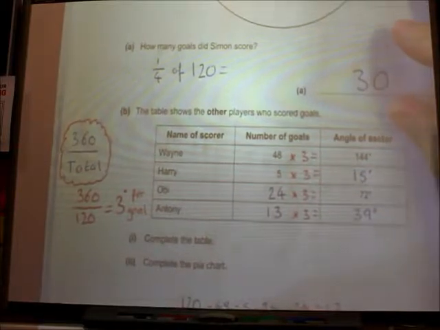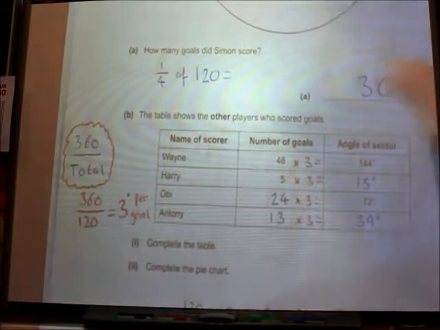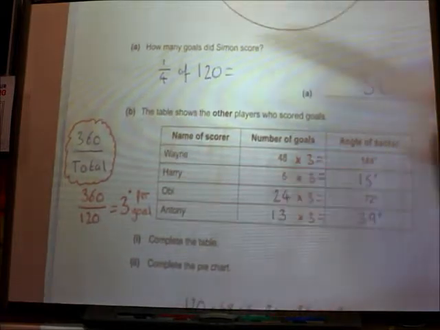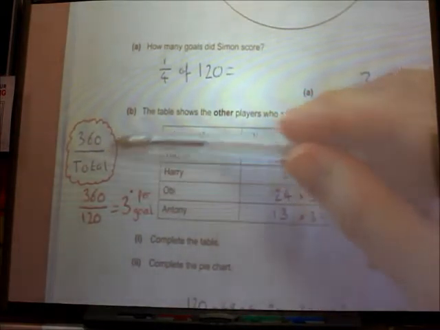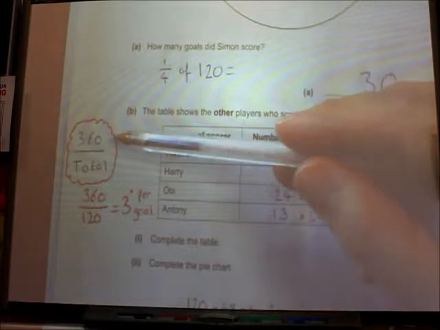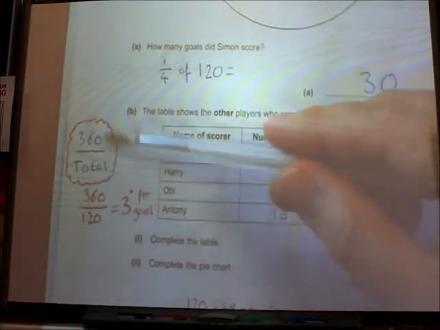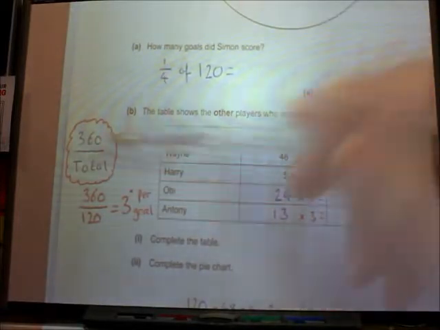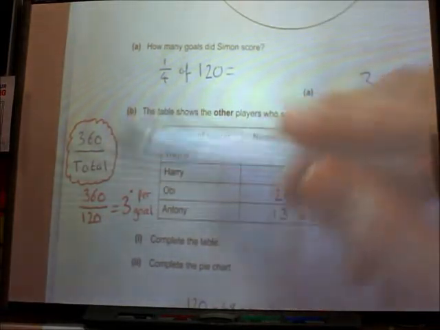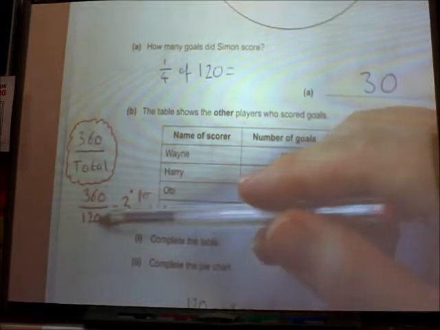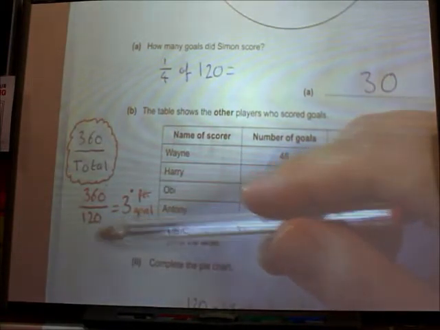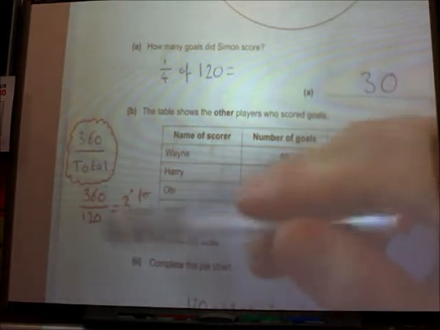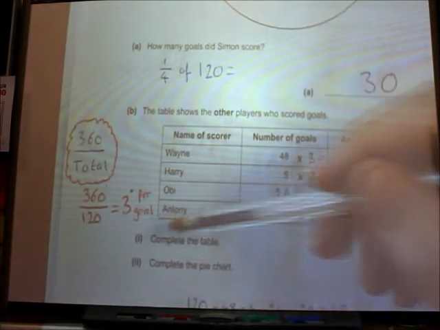Right, the next bit. The table shows the other players who've scored some goals. Complete the table. Whenever you do a pie chart question, the first thing you need to write down is this little magic formula. It's 360 divided by the total, because this will tell us how many degrees each person, or each goal in this case, will get. So for this question, it's 360 divided by the total, which is 120 goals. It said that in the question at the top. So you do that calculation, and that means it is 3 degrees per goal.